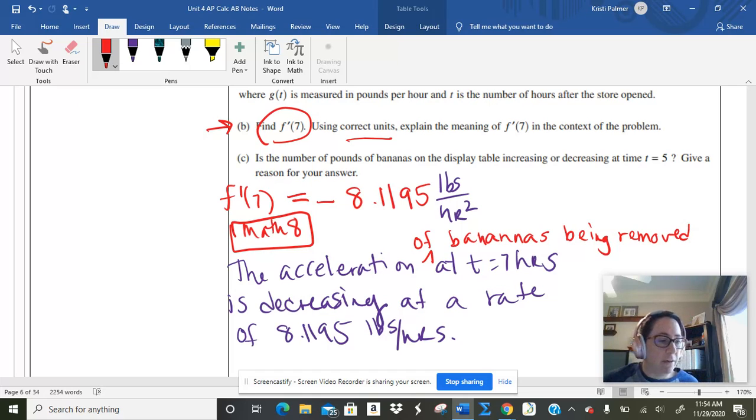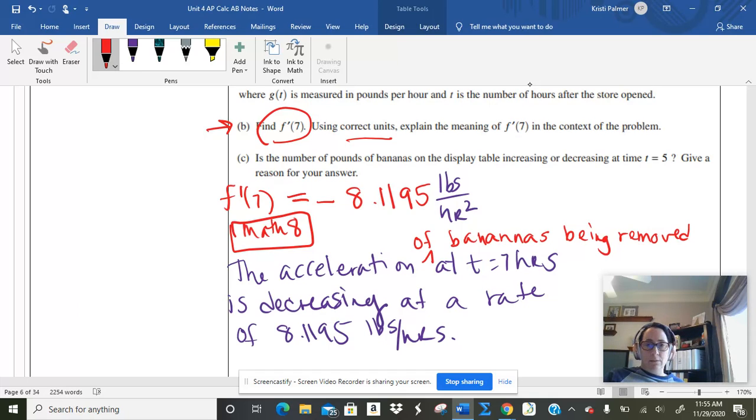So make sure we have that part. And then that's decreasing at a rate of 8.1195. Or you could have said changing, okay, at a rate of this. So we need to make sure that we have what we're doing here, like the acceleration.